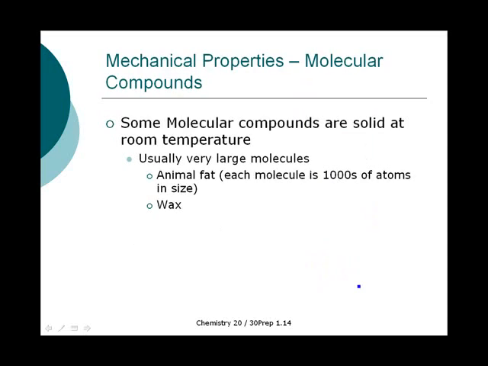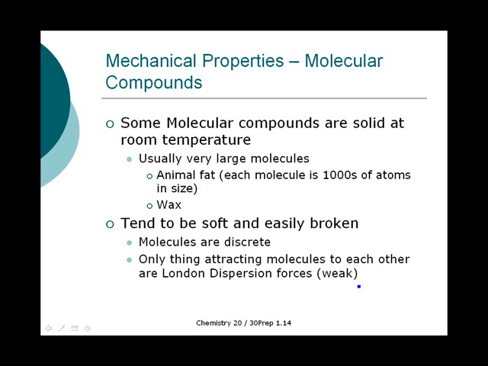For the molecular compounds that are solid at room temperature, they're usually very large molecules. Examples would be things like animal fat or wax. Each of these molecules is thousands of atoms in size. And they tend to be soft and easily broken. You've all felt wax, and it's because the molecules are still discrete, and the only thing that really is attracting them is that London dispersion force, which is a weak force. So the only reason they're together is because they're huge. They get those temporary dipoles forming in their molecule, and those are easily separated apart.